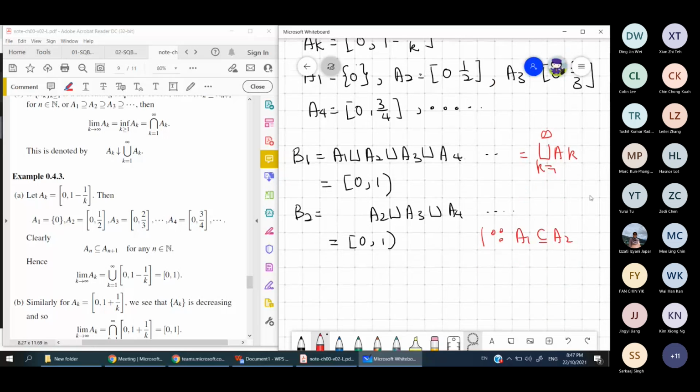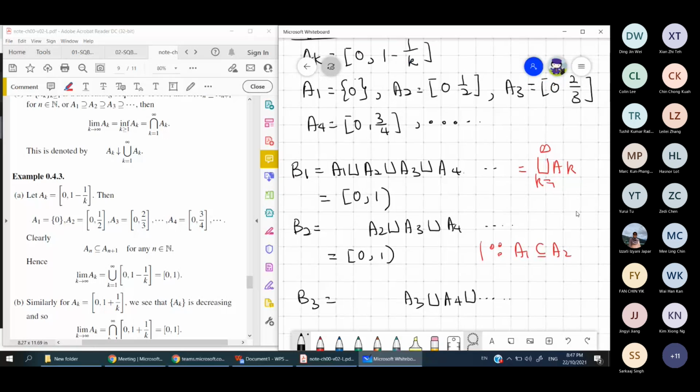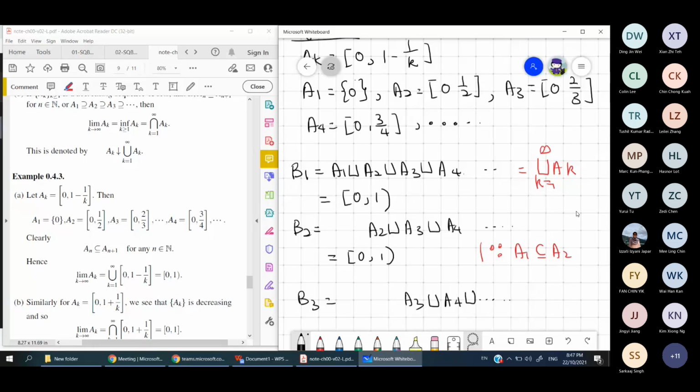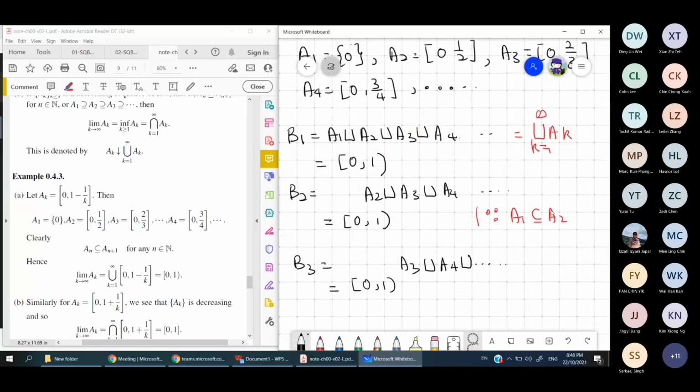Okay, next you can see for B3. So that will be A3 union A4 and so on. So again, you can look at here. A1 is a subset of A2, A2 is a subset of A3. So that's why A2 union A3 must be equal to A3. So therefore, this thing must be the same as here. Again, because of the same reason, A2 is a subset of A3. So you just look at it.